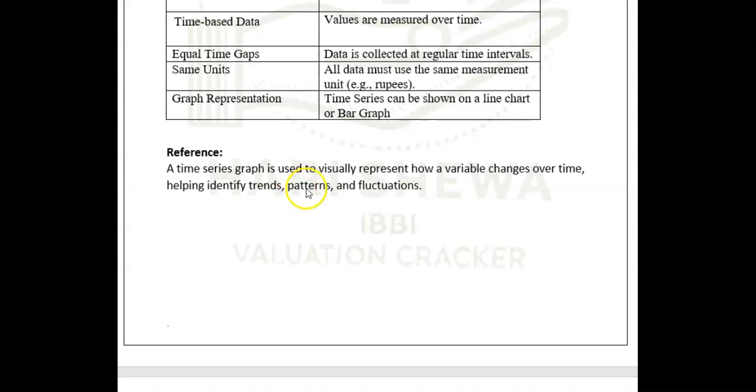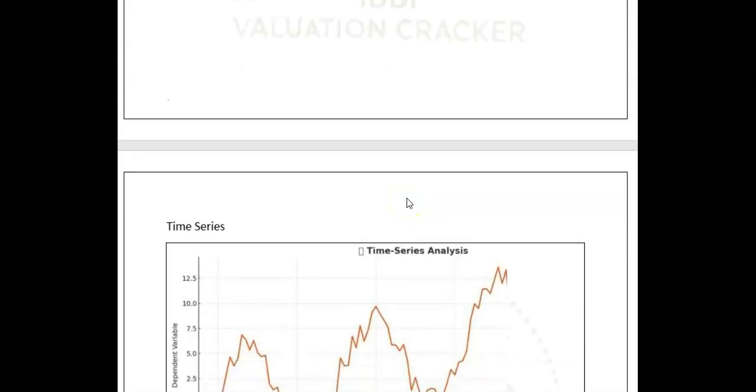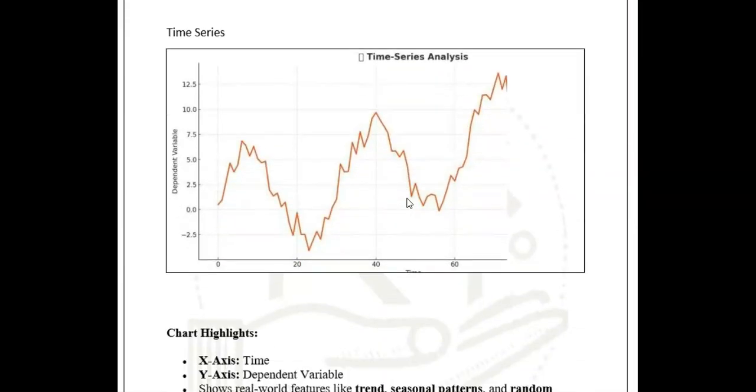A time series is a graph used to visually represent how a variable changes over time, helping identify trends, patterns, and fluctuations. This is a time series graph of the last 75 or 80 years. It shows how the factors have changed in the last 75 or 80 years.